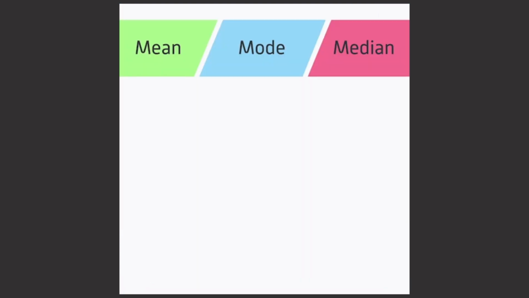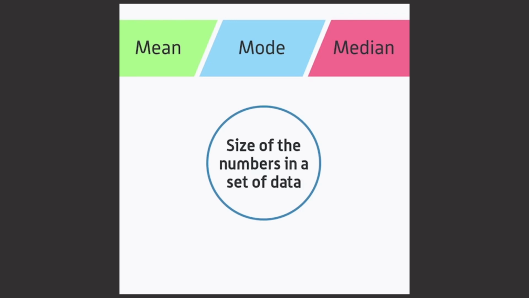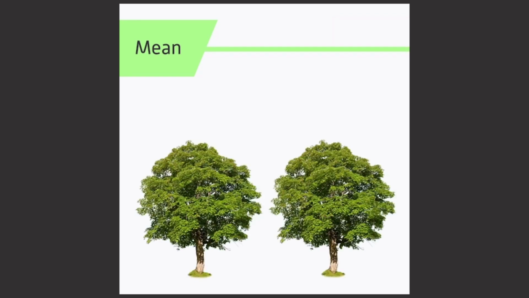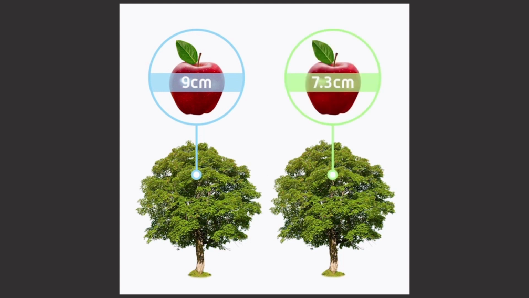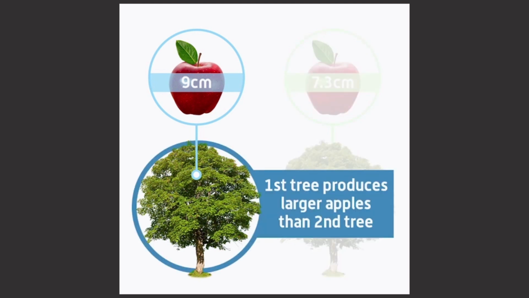The mode, median, and mean are all measures which give an idea of the size of the numbers in a set of data. Suppose that there are two apple trees. The mean size of the apples on the first tree is 9 centimetres. The mean size of the apples on the second tree is 7.3 centimetres. This indicates that typically the first tree produces larger apples than the second tree.